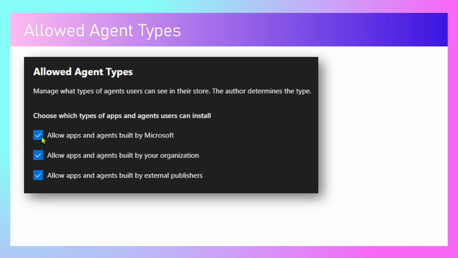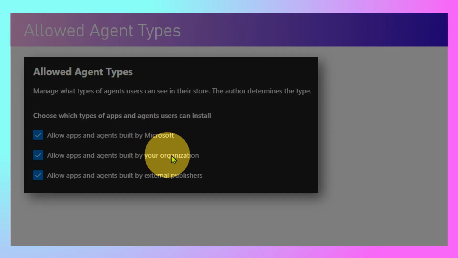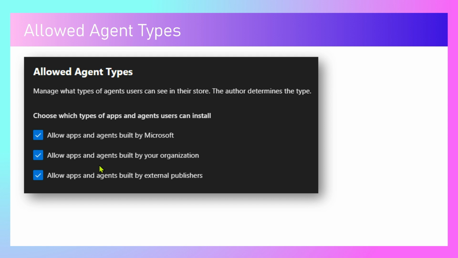Now you have an option to allow apps and agents built specifically by Microsoft, allow apps and agents built by your organization only, and allow apps and agents built by external publishers. This last one is what people would usually not select, because it comes with an external publishing mechanism, and sometimes you would not want staff or people in your organization to use those kinds of agents.